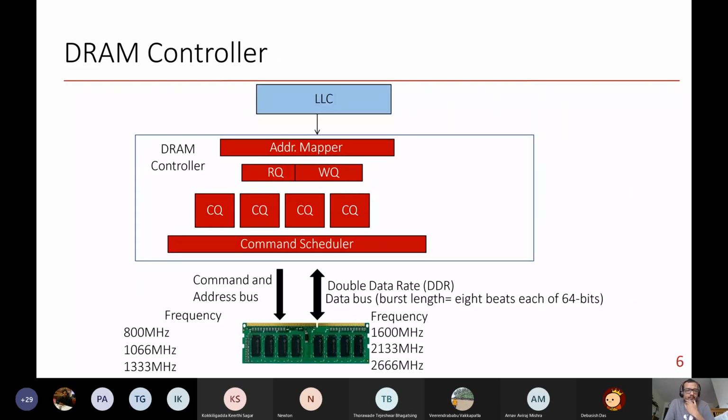The DRAM, or the DIMM, that we have been discussing so far is off chip, but there is another structure, which is a DRAM controller, that is on chip. It actually sits inside your processor along with your last level cache. The moment you get a miss at the last level cache, the address mapping policy that we have been talking about is present at the DRAM controller. It will break the address into rank, bank, channel, and so on.